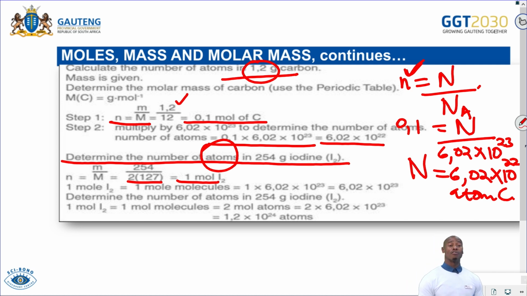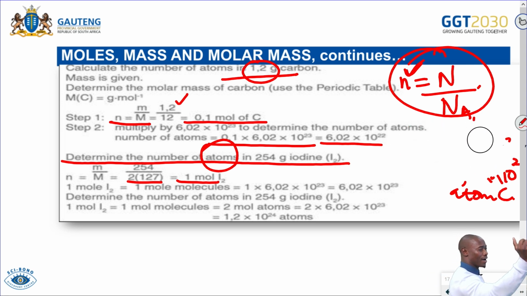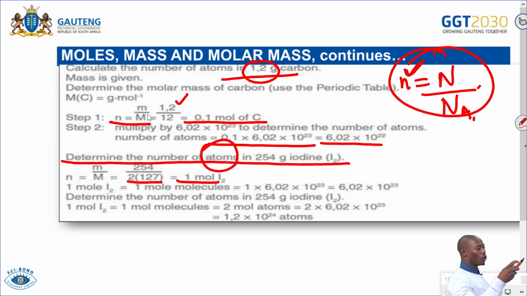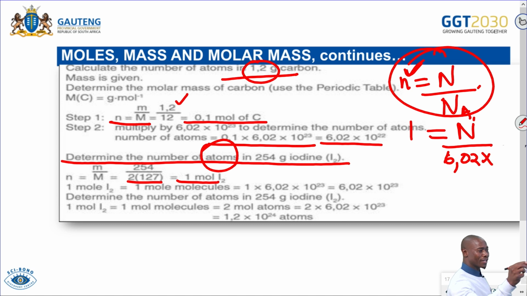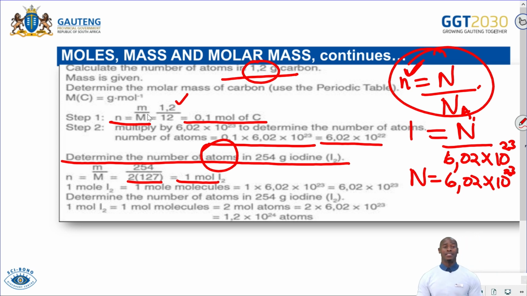Then we can calculate the number of atoms. So how are we going to calculate the number of atoms? The equation is number of moles equals number of particles divided by the Avogadro's constant. We have the number of moles, it's 1. We are looking for the number of atoms, and we have the Avogadro's constant from the data sheet or from the table of constants, which is 6.02 times 10 to the power 23. Then the number of atoms will be 6.02 times 10 to the power 23. So 1 mole of a substance is equal to Avogadro's constant.